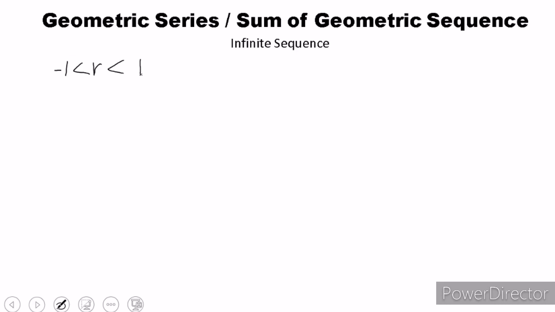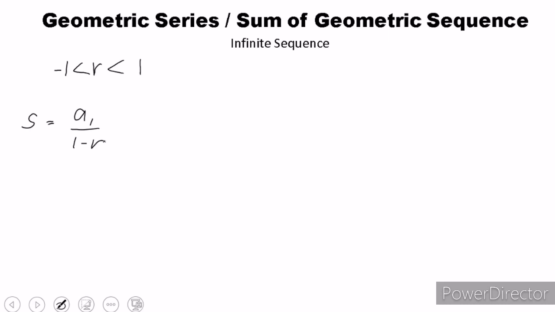So lahat ng fraction, either positive or negative, na common ratio ay considered na greater than -1 but less than 1. That means kapag ganun yung case natin, we will be able to get the sum of geometric sequence. So bago tayo mag-start doon, introduce ko muna yung formula niya. So S is equal to A sub 1 over 1 minus R.